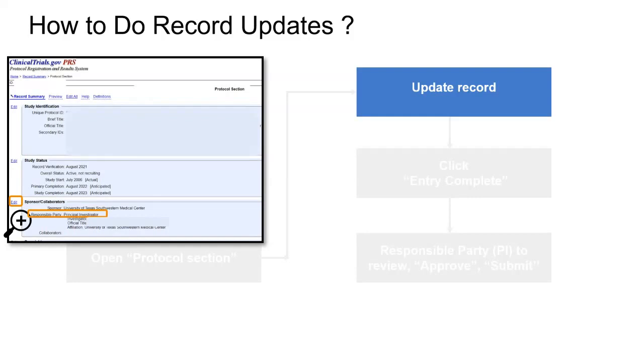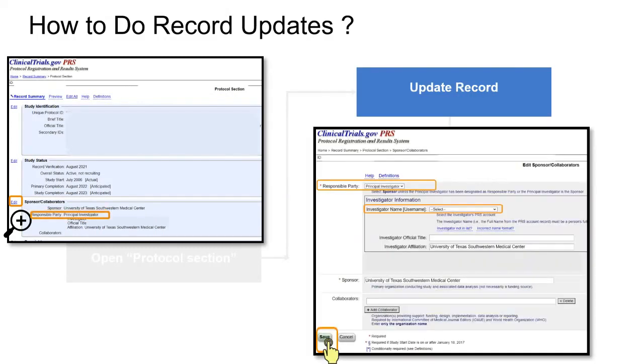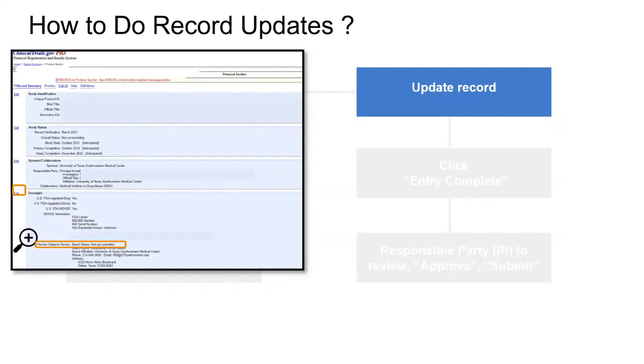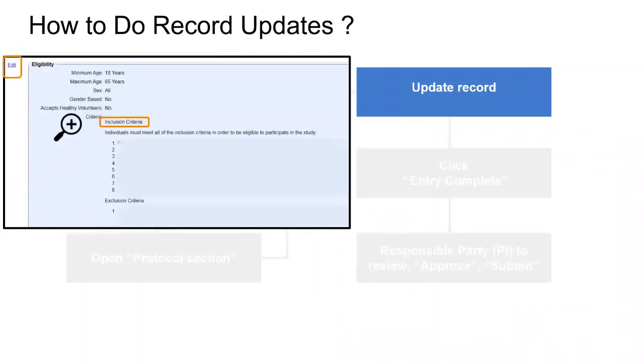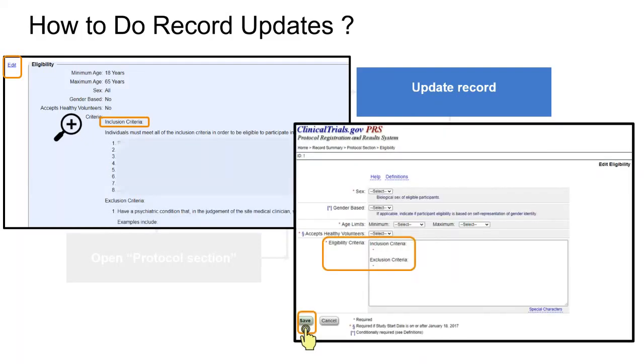Similarly, you would go to the Sponsor Collaborator section to update the responsible party field if there is a change in PI, as shown in this bottom image here. This slide shows an example of the oversight section that may need to be updated if there are any changes, like updating your IRB approval status. Updates to the eligibility section include updates like changes to the inclusion or exclusion criteria.